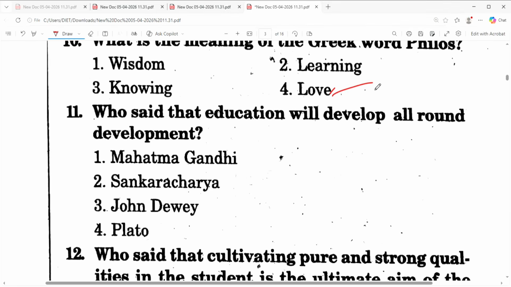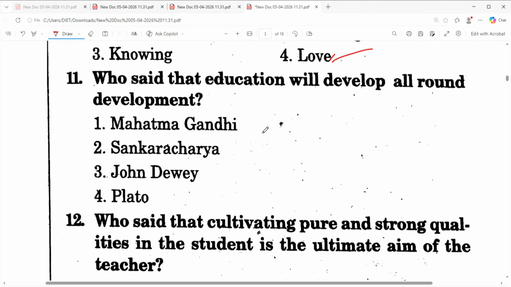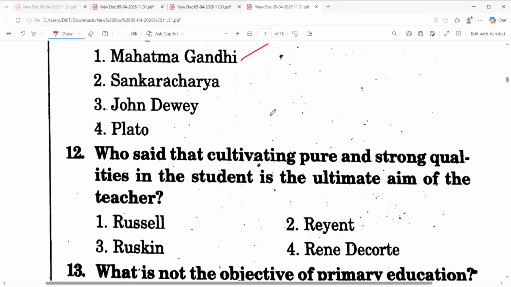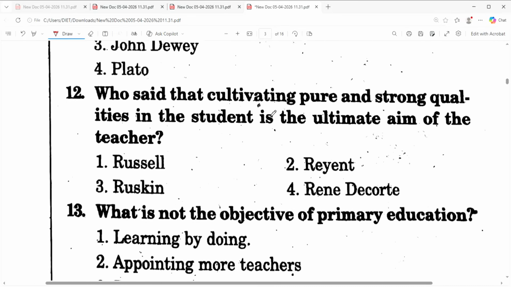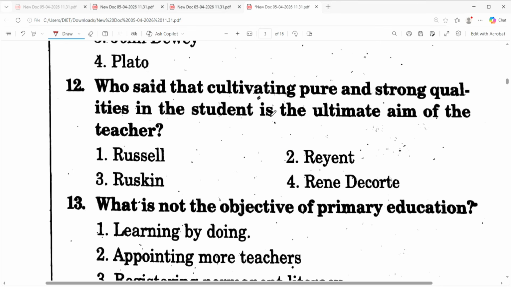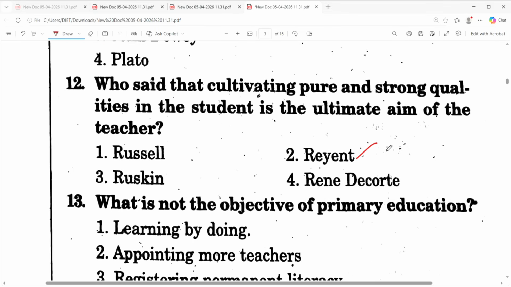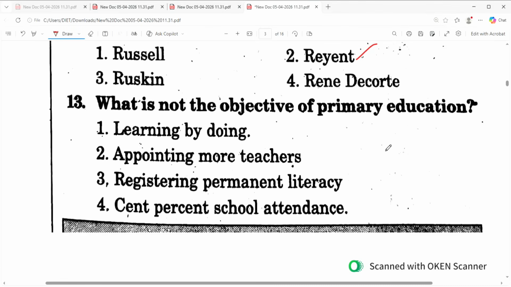Who said that education will develop all-round development? Mahatma Gandhi, Shankaracharya, John Dewey, Plato. The answer is Mahatma Gandhi, who is the pioneer of Nai Talim or basic education. Who said that cultivating pure and strong qualities in the student is the ultimate aim of the teacher? We have Russell, Rayant, Ruskin and Rene Descartes. The answer, you see, is that it was told by Mr. Rayant.